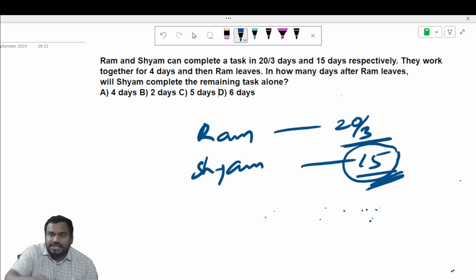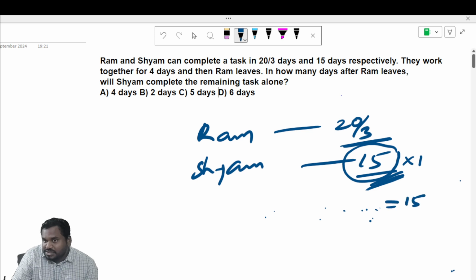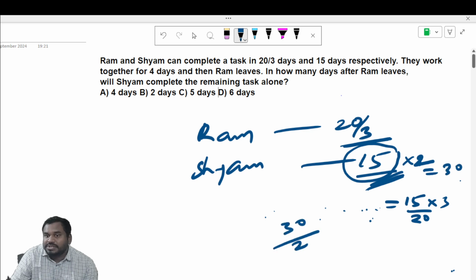Now I am taking 15 as the larger number, and 15 into 1 is 15. 15 won't be divisible by 20 by 3. Can you divide 15 by 20 by 3? You won't get remainder 0, so it cannot be the LCM. Then take 15 into 2, which is 30. Verify whether 30 is divisible by 20 by 3 or not. No. Then 15 into 3 is 45.